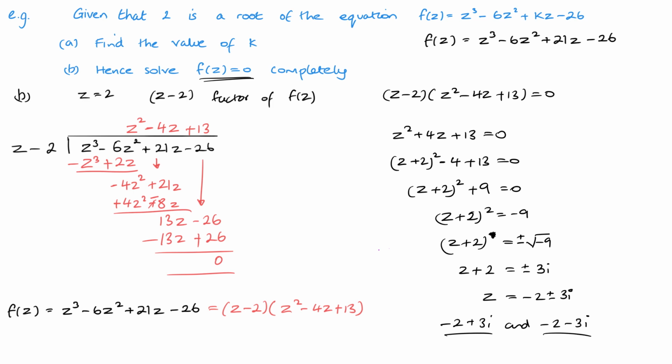And there we have it. And obviously z equaling 2 was that first one, which was already given to us. I'll pop that one there at the end in brackets. And that's it, solving a cubic. Easy.